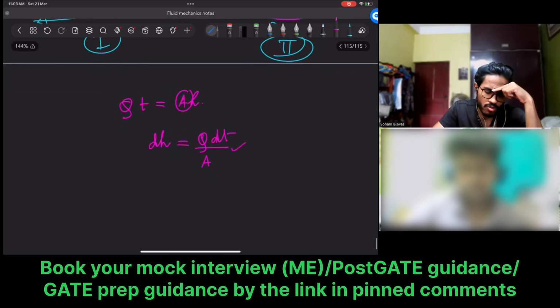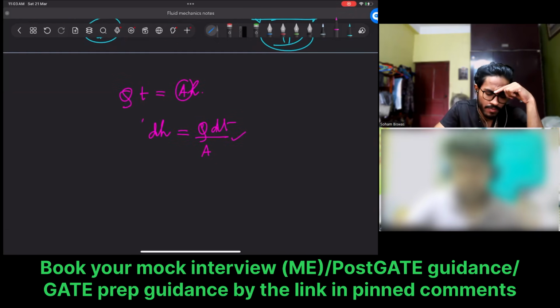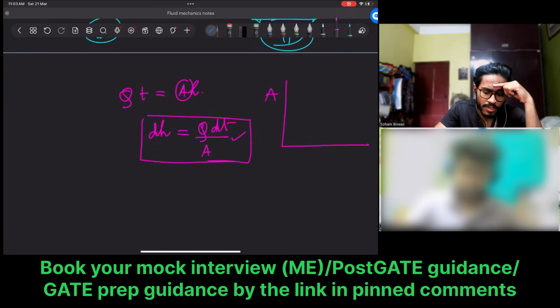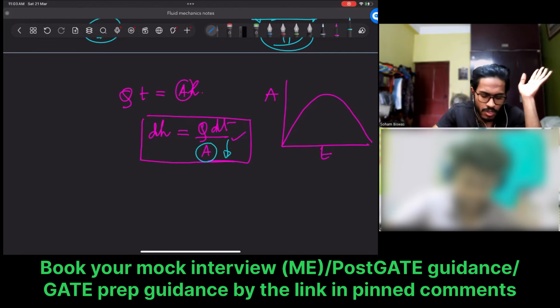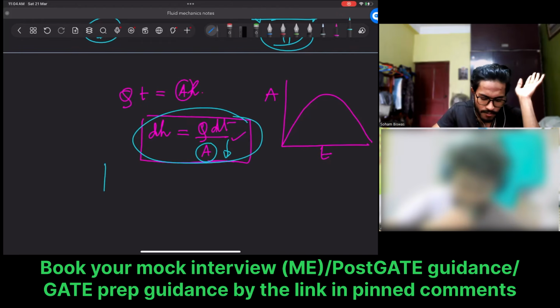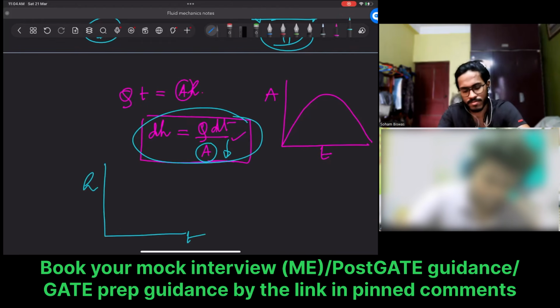So now from this equation only, you have drawn this area versus time graph like this, right? Now you see that you have an expression for dh is equal to Q dt by A, and you know how this A will vary, intuitively. So now from this equation, will you try to draw this H-t graph?